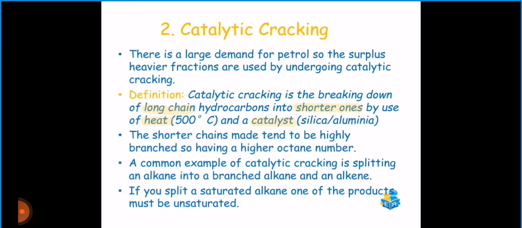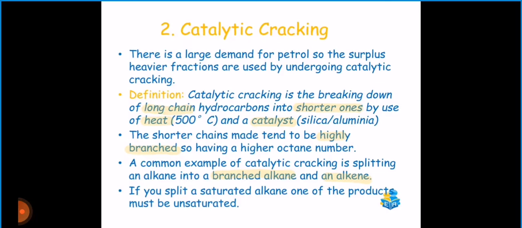So when these long-chained hydrocarbons that are in the heavier bottom fractions of your fractional distillation column undergo catalytic cracking, they're cracked into shorter chains, which tend to be highly branched, and as a result have a higher octane number. So a common example of catalytic cracking would be splitting an alkane into a branched alkane and an alkene, and that's very common.